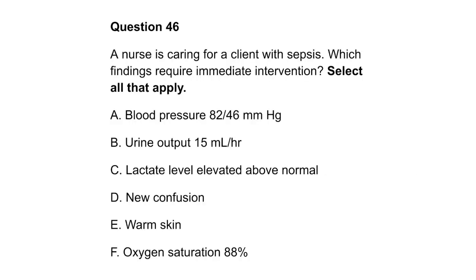Question 46. A nurse is caring for a client with sepsis. Which findings require immediate intervention? Select all that apply. A. Blood pressure 82/46 mm Hg. B. Urine output 15 milliliters per hour. C. Lactate level elevated above normal. D. New confusion. E. Warm skin. F. Oxygen saturation 88%.